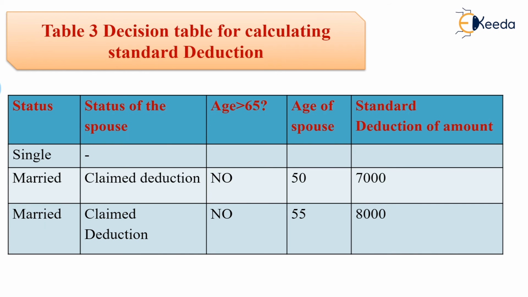Suppose my age is 50. That means the person's status is married, and the status of the spouse is clean deduction, and the age is less than 65, or is it greater than 65? No, he's only 50 years old. So the standard deduction is 7,000. So this is one example of a decision table.